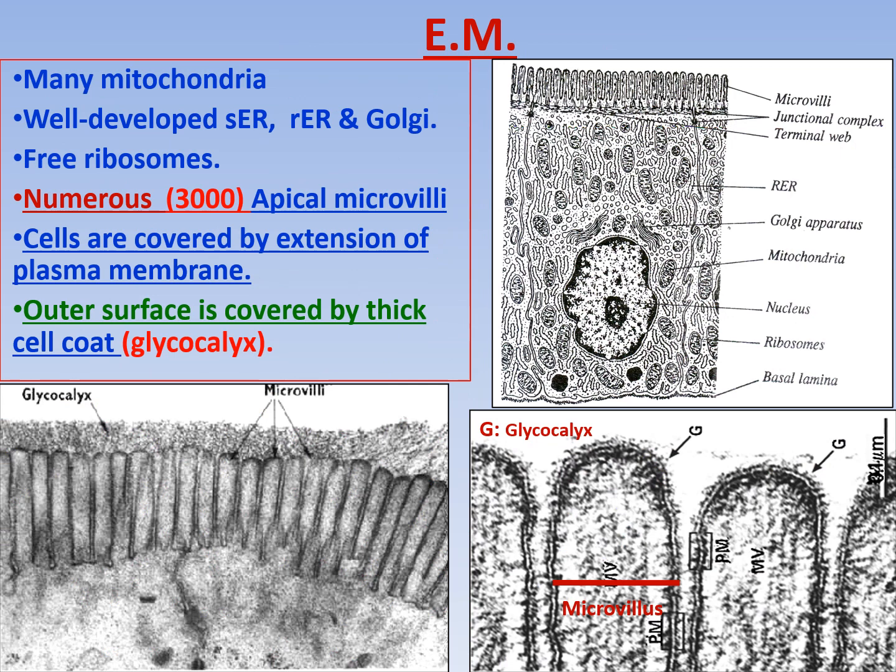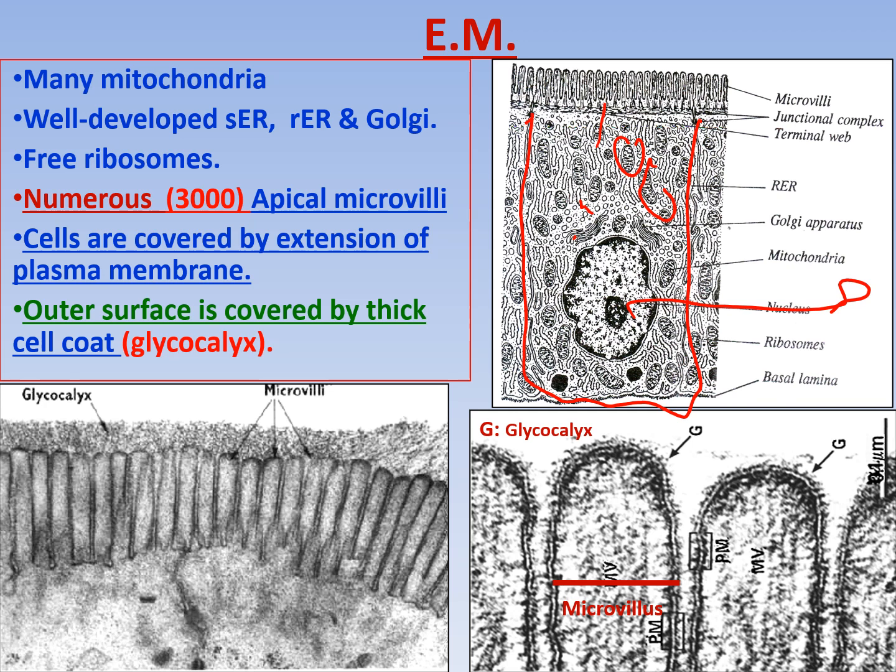Now let's look at the electron microscopic structure of the enterocyte or columnar absorptive cell. We are going to see that the shape of the columnar absorptive cell appears as a columnar cell, as we mentioned before. It has an active nucleus. What about the organelles? We will find well-developed smooth endoplasmic reticulum. We will find mitochondria. We will find a network of RER and Golgi apparatus. We can see here a few dots of free ribosomes.